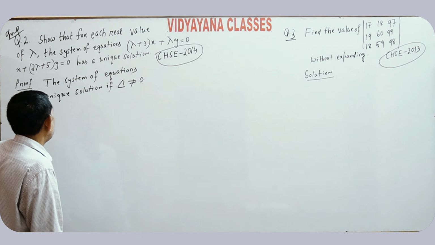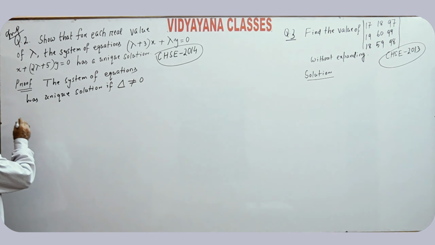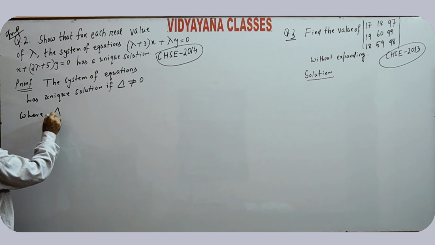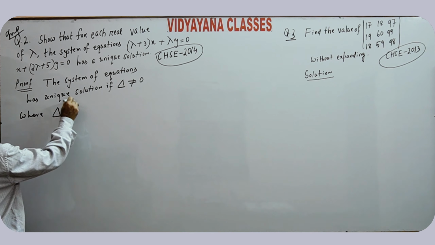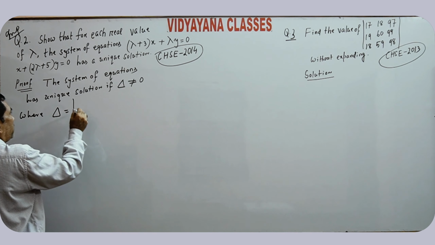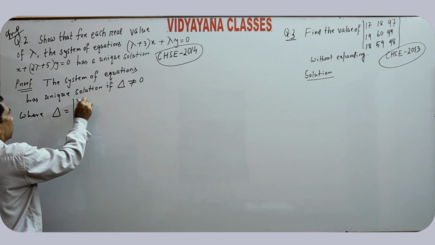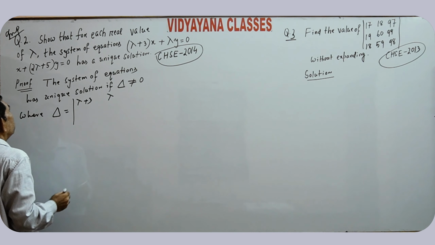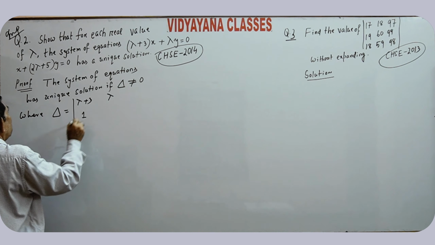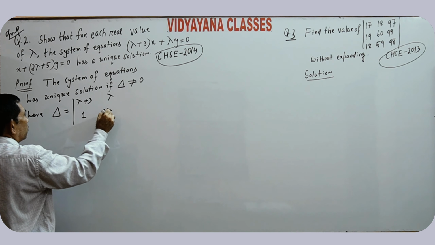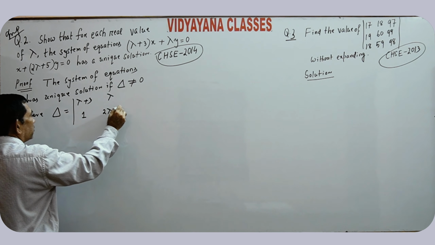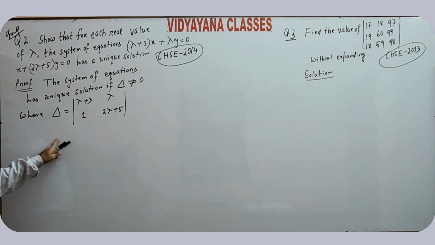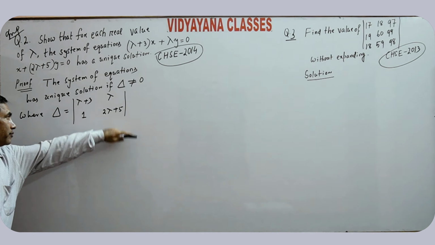of x and y, where del is the determinant having elements lambda plus 3, lambda, 1, 2 lambda plus 5. Clear? Okay.